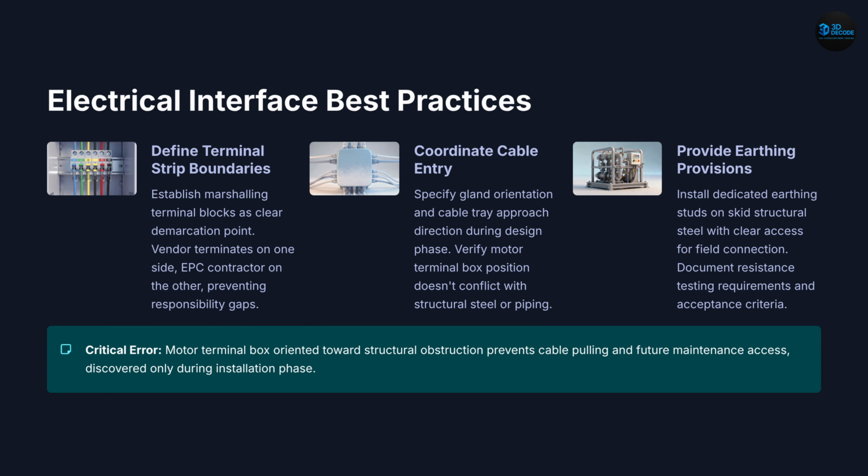Slide 8. Electrical best practices. Terminal strips should be used as clear interface points between vendor and EPC. Cable entry directions must be planned during design to avoid conflicts with structure or piping. Earthing connections must be properly designed and accessible. A common mistake is incorrect motor terminal box orientation, which blocks cable installation.